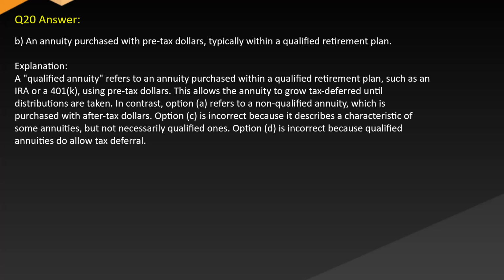In contrast, Option A refers to a non-qualified annuity, which is purchased with after-tax dollars. Option C is incorrect because it describes a characteristic of some annuities, but not necessarily qualified ones. Option D is incorrect because qualified annuities do allow tax deferral.